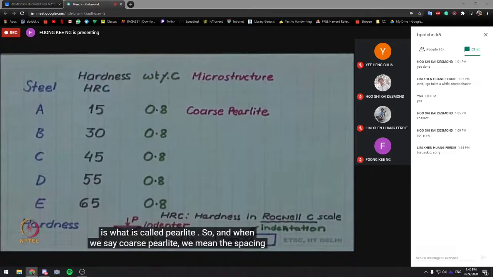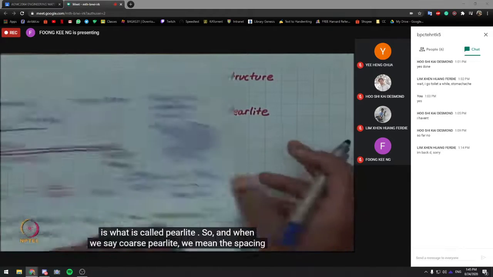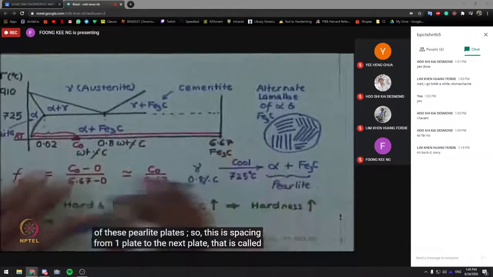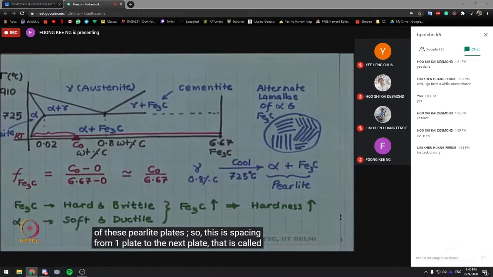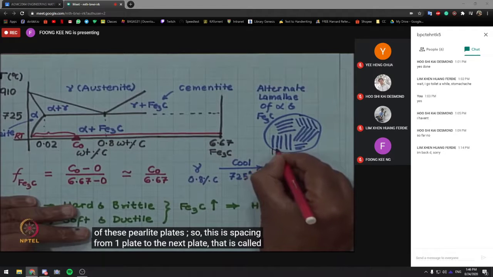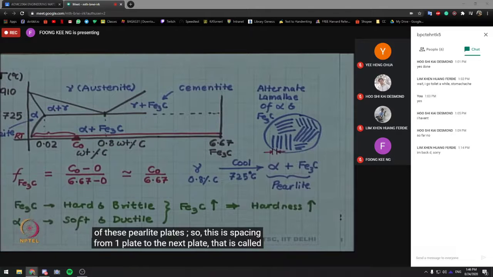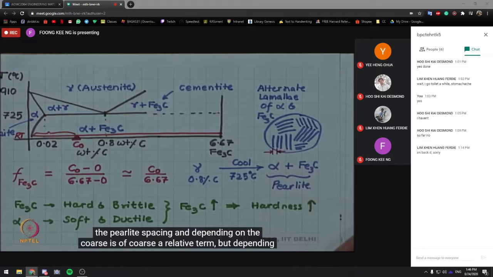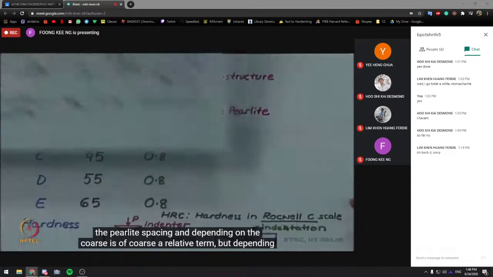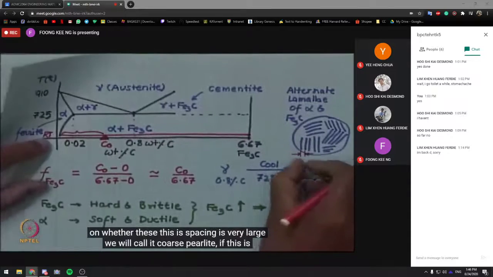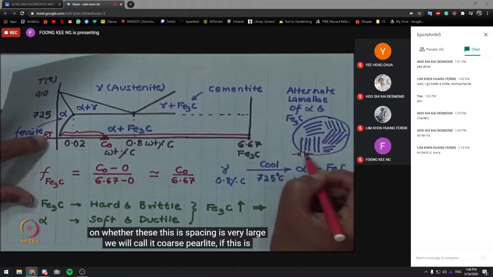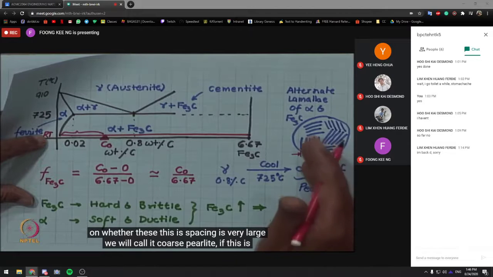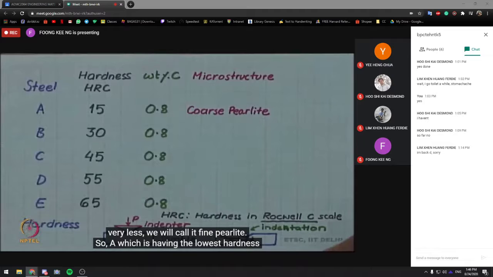So, and when we say coarse perlite, we mean the spacing of these perlite plates. This is spacing from one plate to the next plate, that is called the perlite spacing. Coarse is of course a relative term, but depending on whether this spacing is very large, we will call it coarse perlite. If this is very less, we will call it fine perlite.